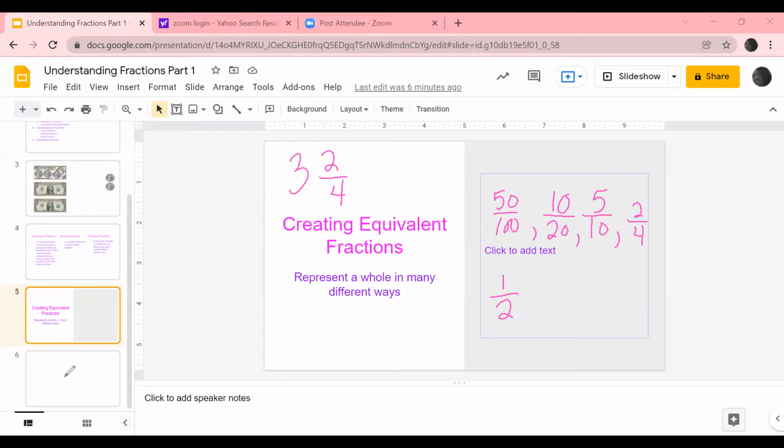So all of these fractions here can be written as half. And all of these fractions are equivalent to one another.